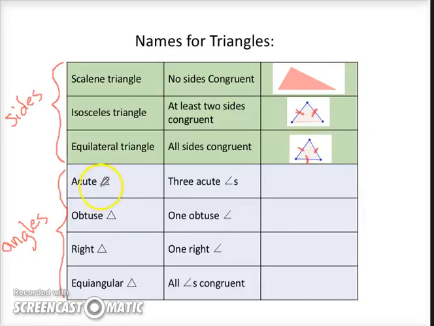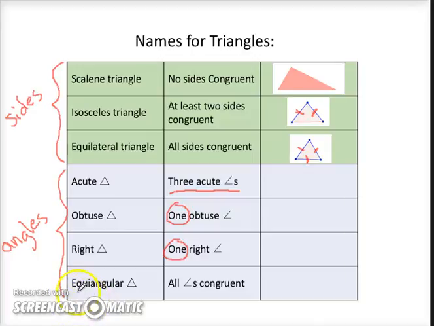Now an acute triangle has three acute angles, and I'm going to let you draw a picture of an acute triangle in this chart. An obtuse triangle has one obtuse angle. Think for a minute about why a triangle couldn't possibly have more than one obtuse angle. A right triangle has one right angle, and again, think about whether a triangle could have more than one right angle. An equiangular triangle has all of its angles congruent.